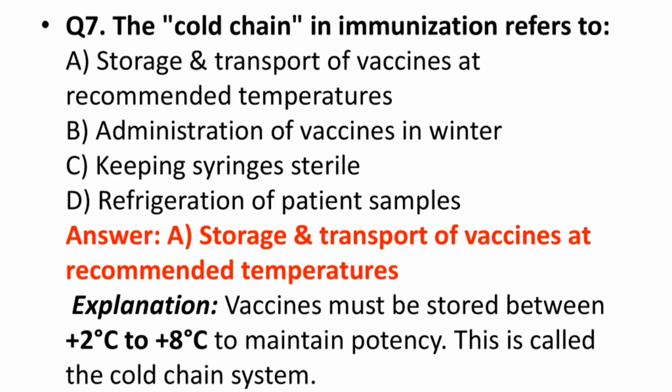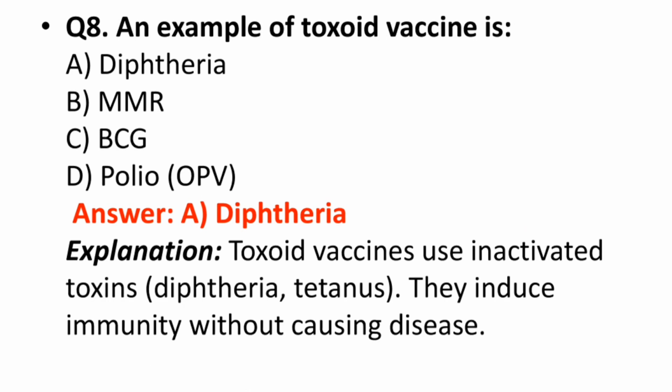Vaccines must be stored between plus 2 degrees Celsius and plus 8 degrees Celsius to maintain potency. This is called the cold chain system. The cold chain in immunization refers to storage and transport of vaccines at recommended temperature.